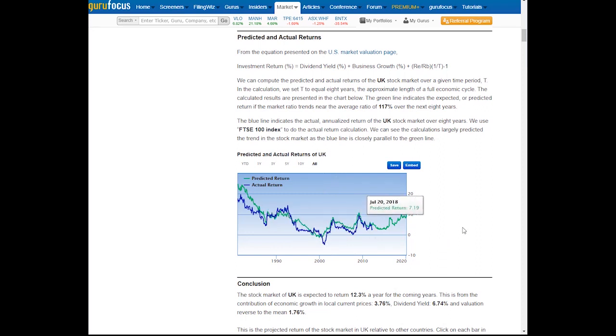That means this model has been working very well for over 40 years. And it's likely to work pretty well for the next 8 years if UK GDP grows at a similar rate as it did before. So apparently, the UK market is a much better place to invest in than the US.